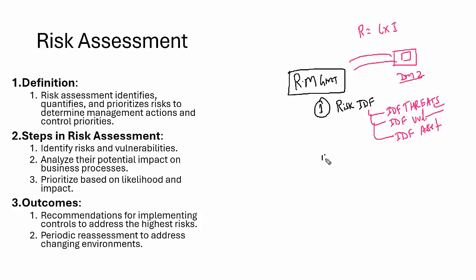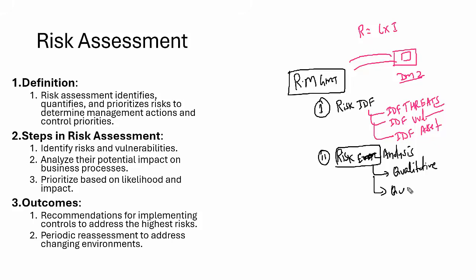Now, the second step. In this particular stage, we're going to analyze that risk. We're going to evaluate the level of impact. Okay, we know there is a risk, but what is the level of risk? So we have two ways to do it. Sorry, apologies, it's qualitative risk analysis. So we have two types of risk analysis. One is called qualitative, and one is called quantitative.